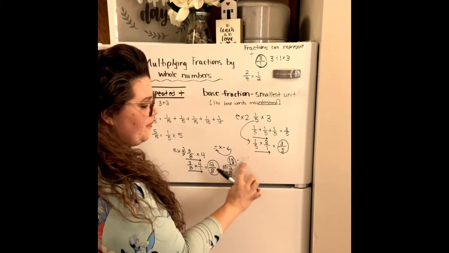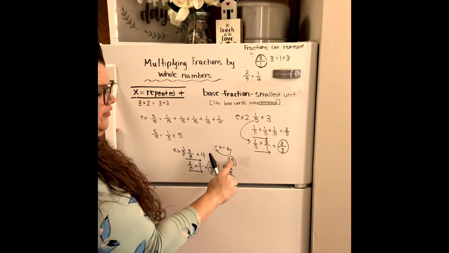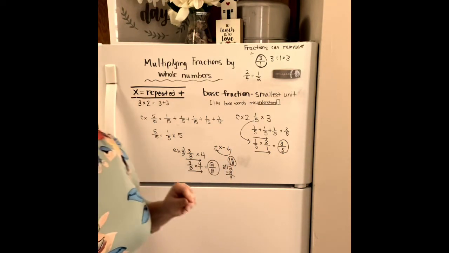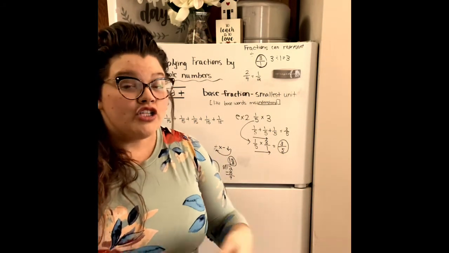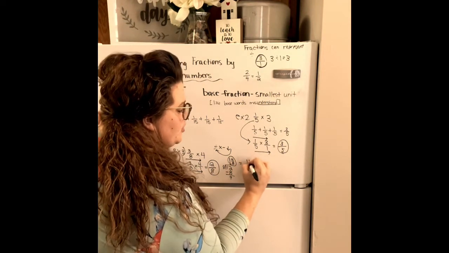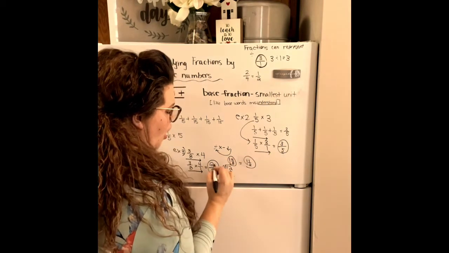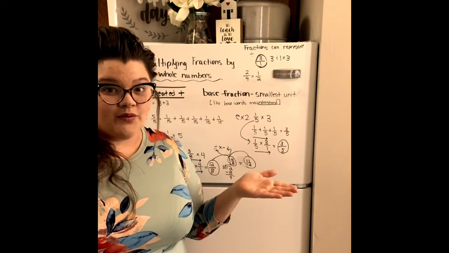Okay, that's another possible solution for this answer. 12/8, 1 and 4/8. But again, some of you are like, Miss Stewart, 4/8 is 1/2. You're totally right. So we could even rewrite this again and say it's also equal to 1 and 1/2. All 3 of these are the correct answer. They're just written in different ways.